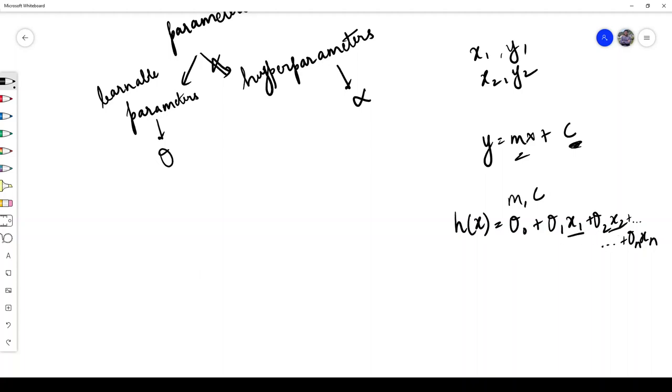You give it x1, x2, xn, you give everything. And you find theta naught, theta 1, theta 2, and so on. Wait, so x1, x2, xn are the inputs, and theta naught, theta 1, theta 2 are the outputs? Yes. Then what is h of x? Like, what is the LHS of this equation? H of x is the predicted value at that point.